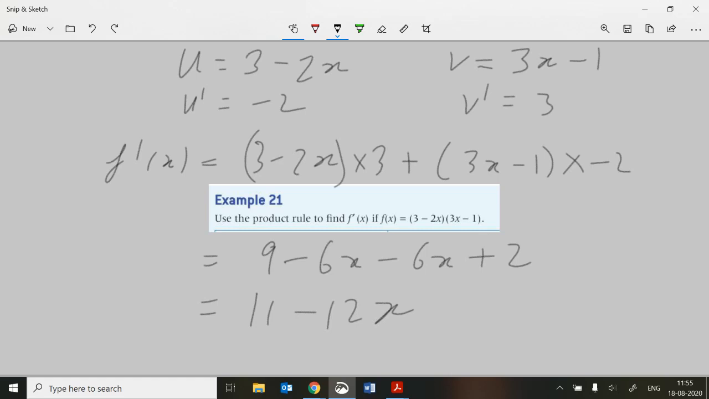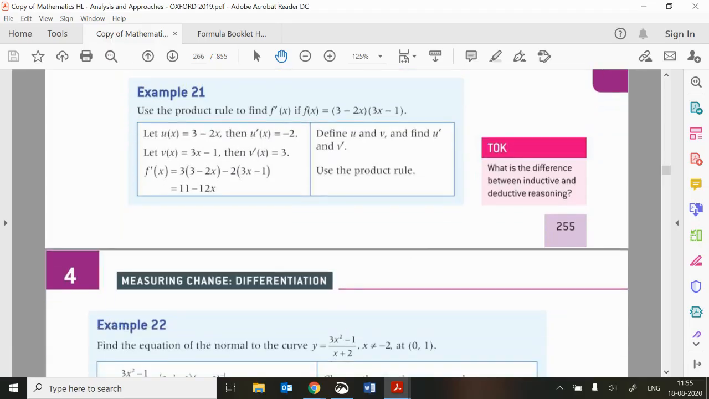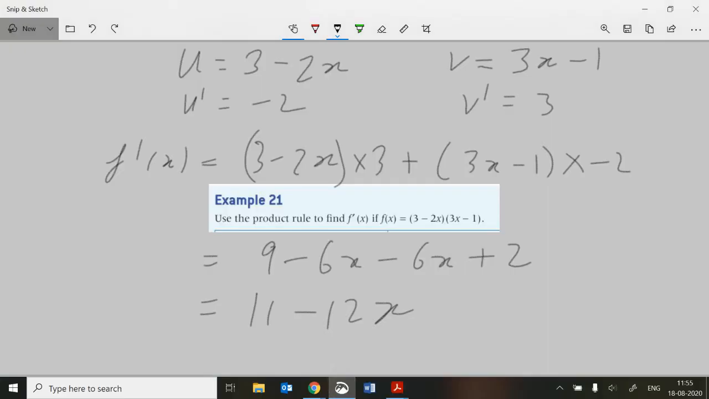Okay, now obviously in this function, if you want the gradient when x is equal to 1, you just substitute 1 in here and you'll get your gradient. This is the gradient function. We know that already. Okay, so 11 minus 12x, let's just check I've got that right. Yep, got that one right. And example 22.